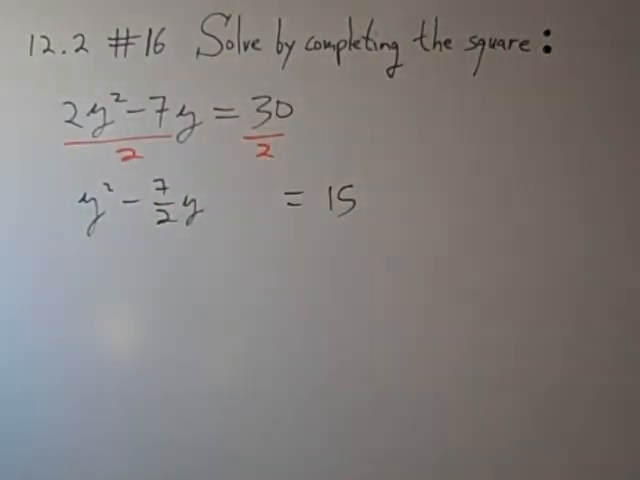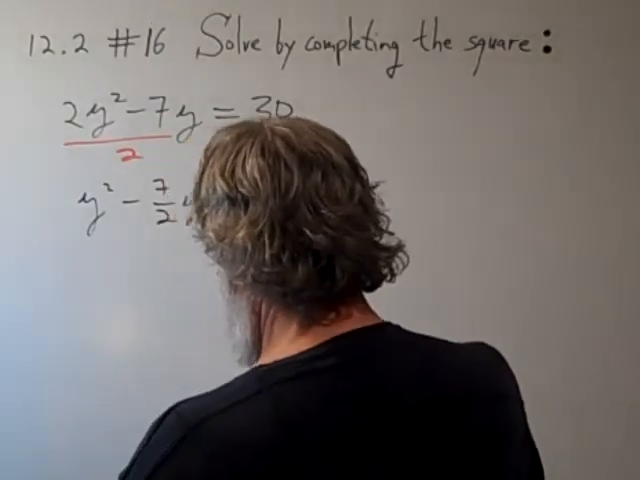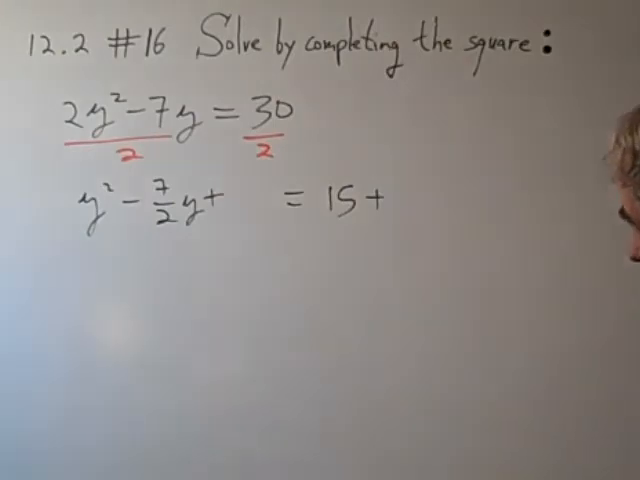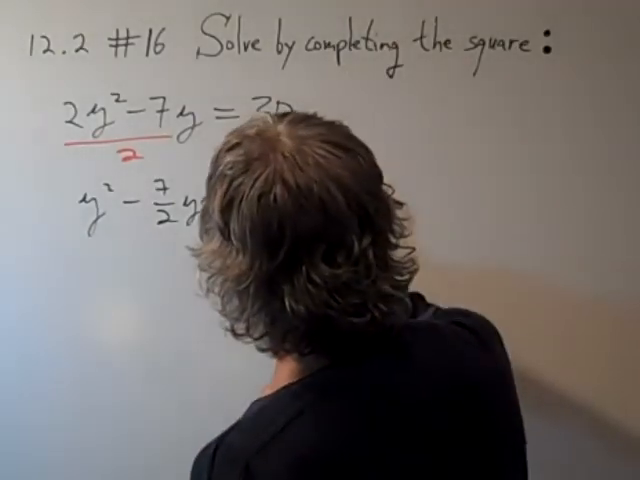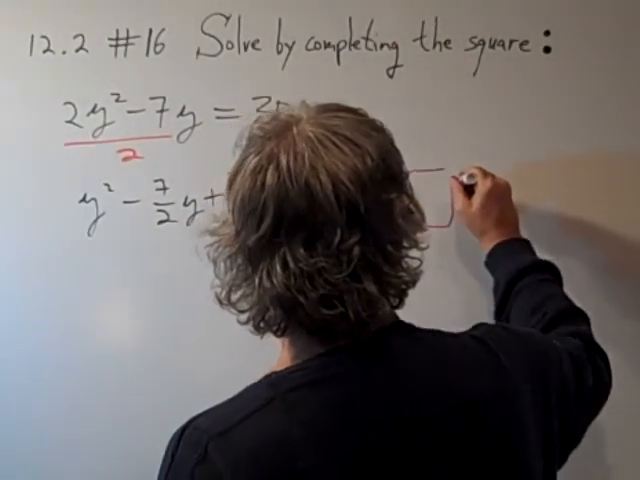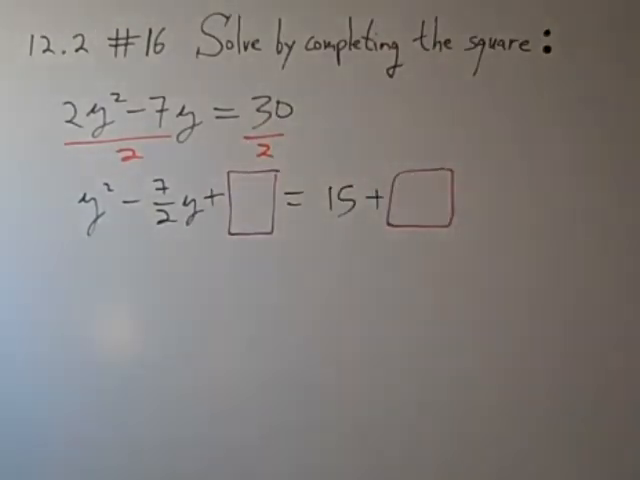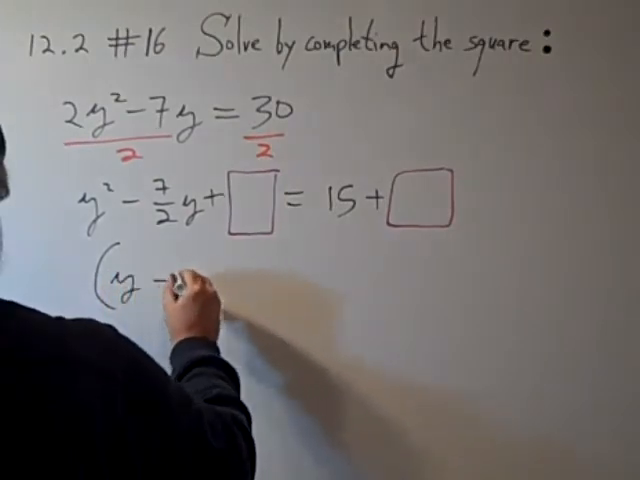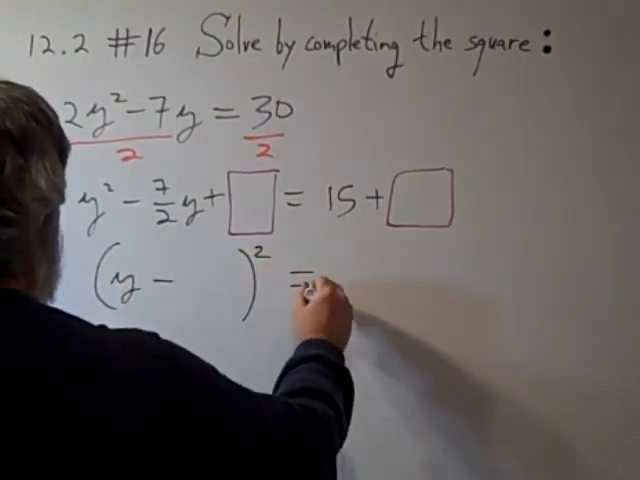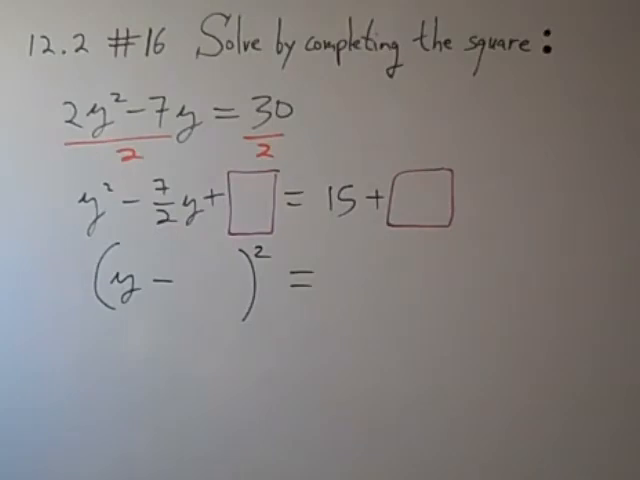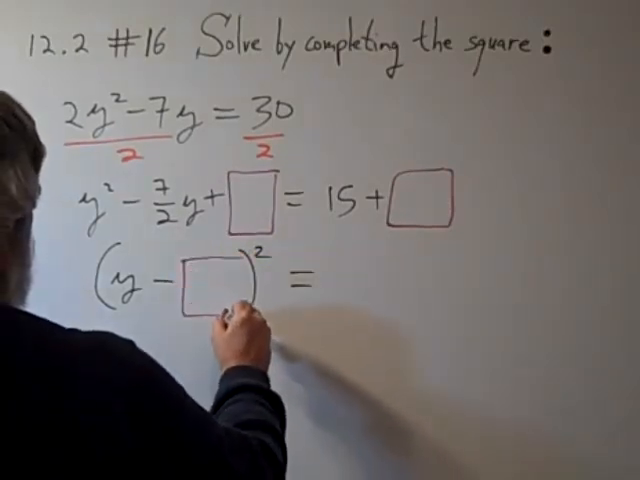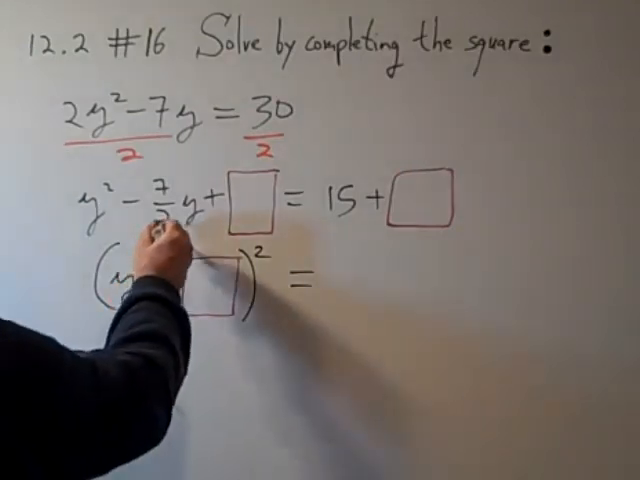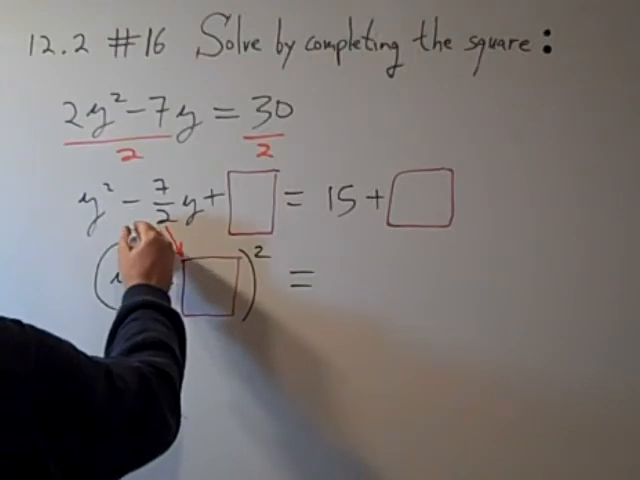And I'm going to add a box to both sides of the equation to be used in the completing the square process. So add a box to the left, and we have to add a box to the right. To figure out what goes in those boxes, we go down to the next step where the square has been completed, which means we have another box to fill in down here. And the way these boxes get filled in is the same as usual. Take half of the coefficient here.